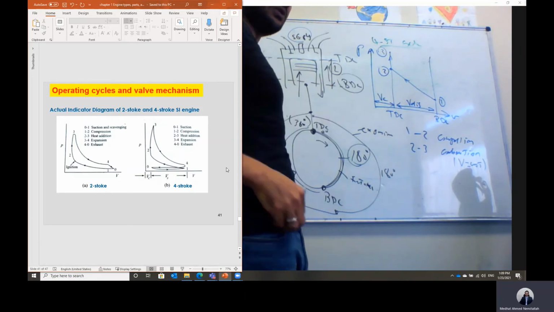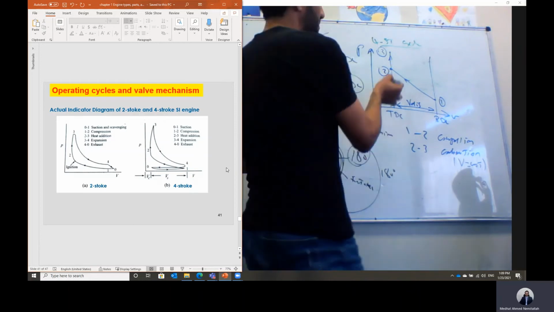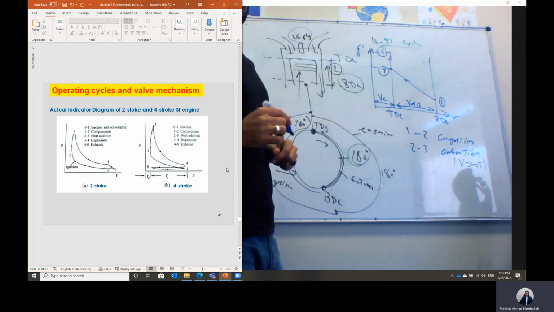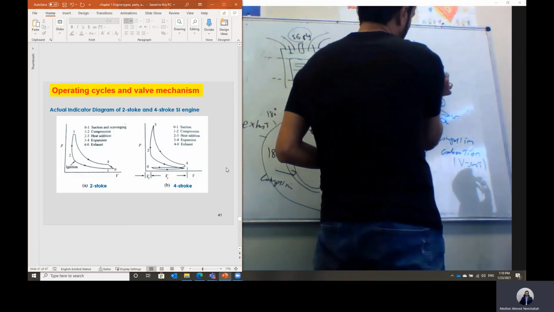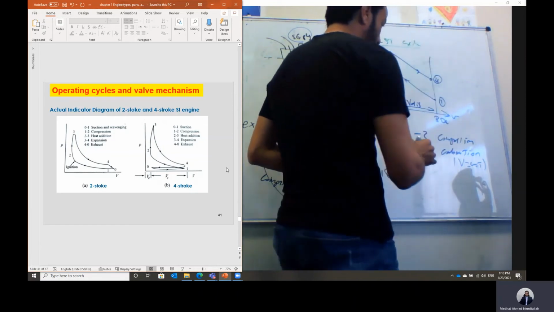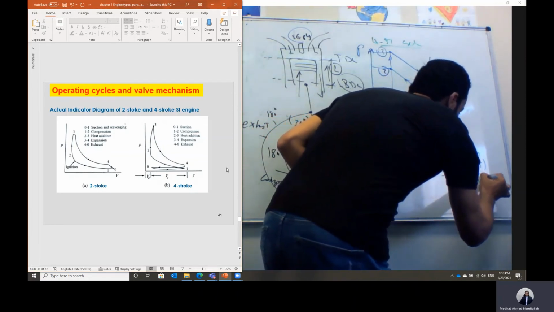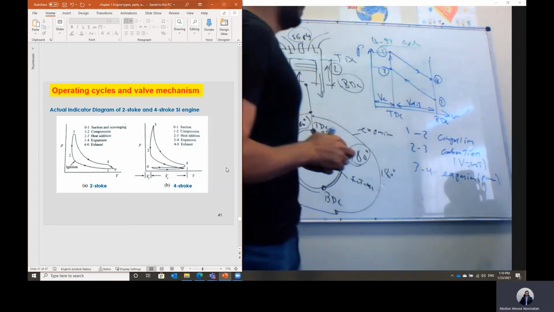Once the piston reaches the top dead center, we start the combustion and end the combustion. Now the temperature from 2 to 3, and the pressure, will be raised due to the heat release from the combustion. Then the piston will be moving down from state 3 to state 4. So from 3 to 4, this is the expansion, or we call it the power stroke.